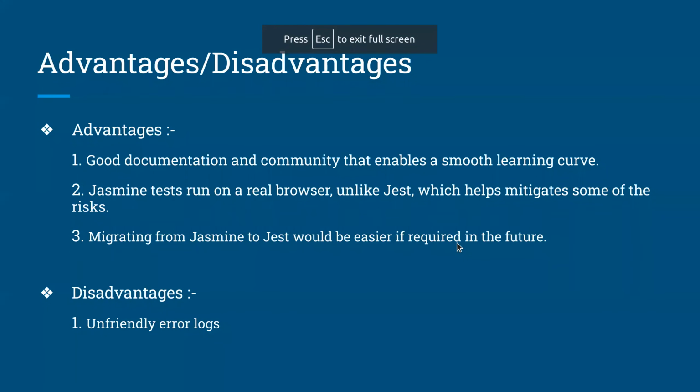So yeah, we now have the advantages of Angular unit testing. It has good documentation and community that enables a smooth learning curve. Jasmine tests run on a real browser, unlike Jest, which helps mitigate some of the risk. Migrating from Jasmine to Jest would be easier if required in the future. So the only disadvantage is the unfriendly error logs. So yeah, we can move to the next slide.